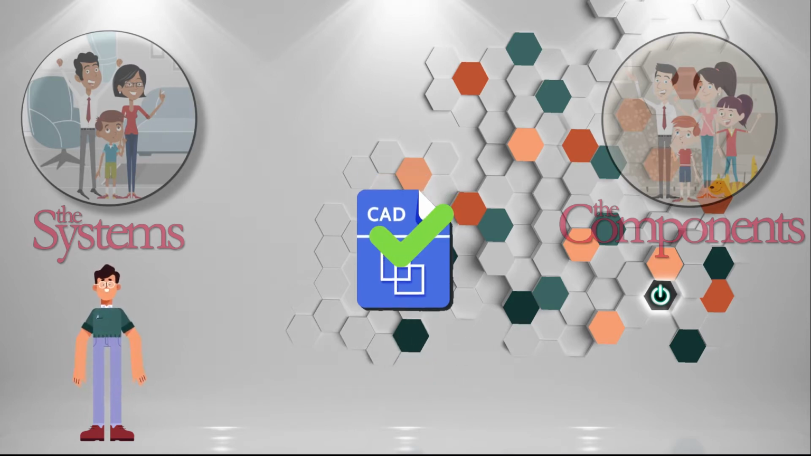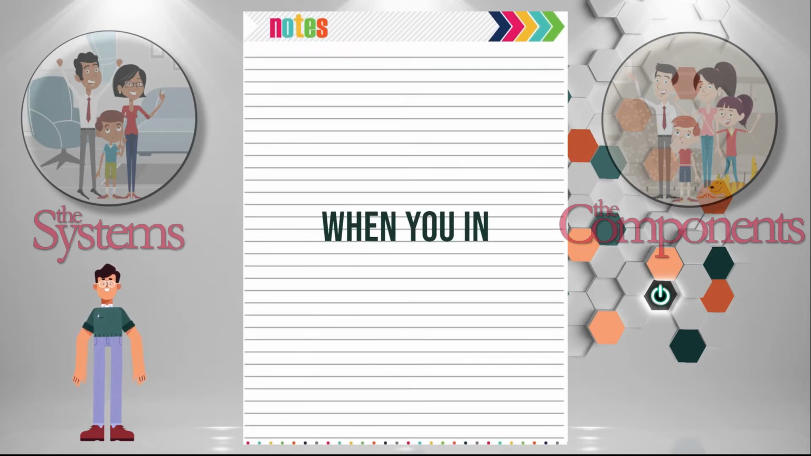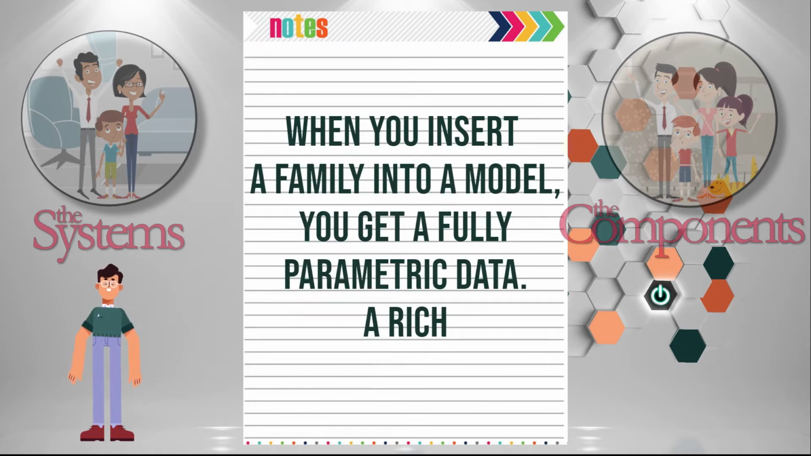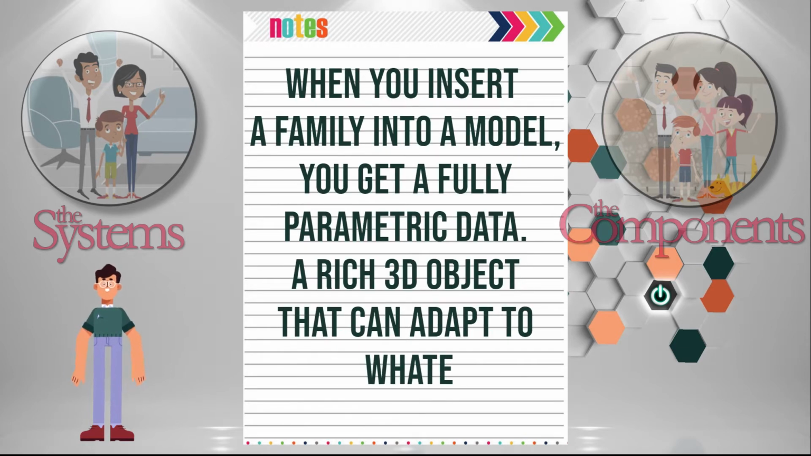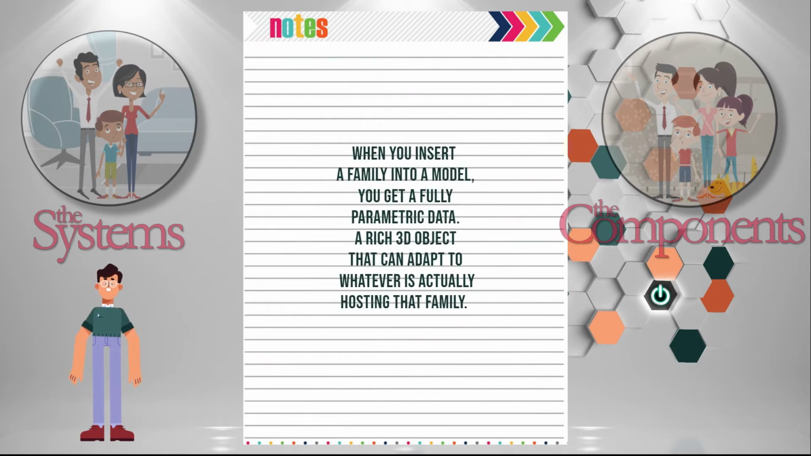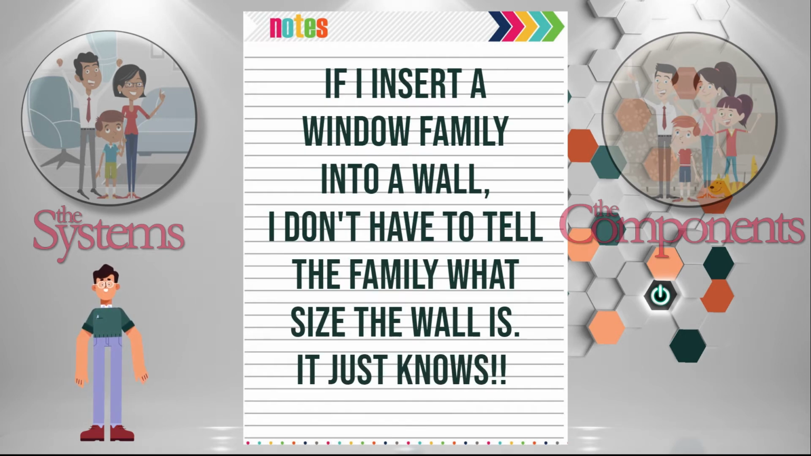On the other hand, Revit families are the cornerstone of BIM. When you insert a family into a model, you get fully parametric data, a rich 3D object that can adapt to whatever is actually hosting that family. For example, if I insert a window family into a wall, I don't have to tell the family what size the wall is. It just knows. Better yet, when I change the wall, the family automatically flexes with the wall.